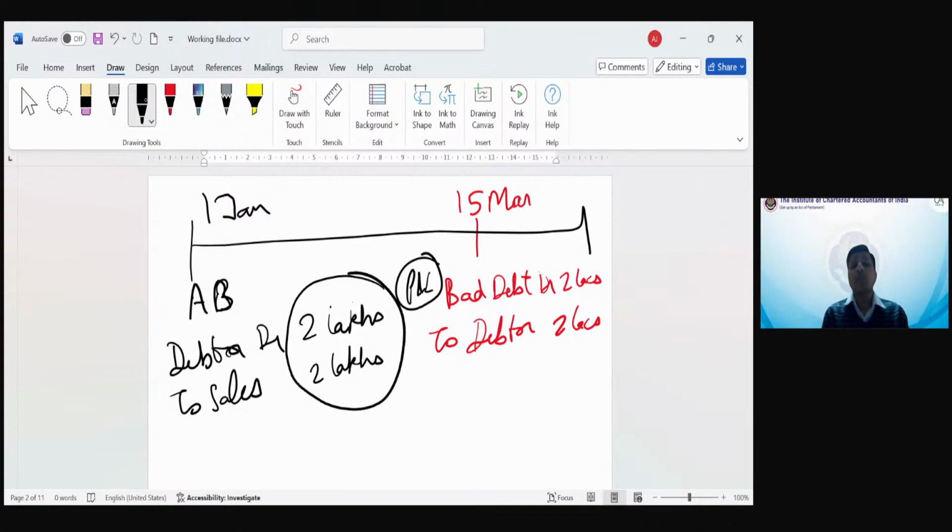Had this been a problem on 1st of January, then again we would have followed the same methodology of not recognizing revenue, or maybe cutting down on the recognition of revenue. But it was not so. So in this particular case, what do you do? You will have to just follow the revenue recognition completely. Okay, clear?